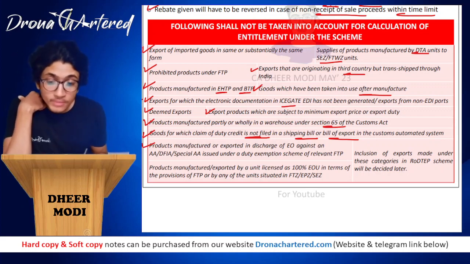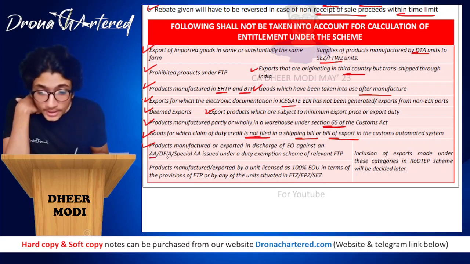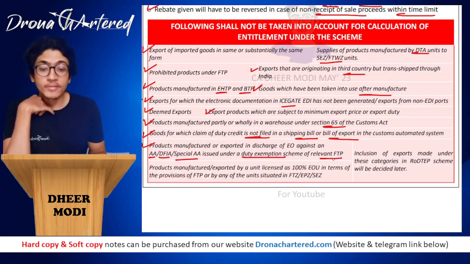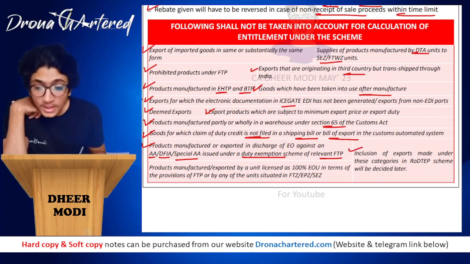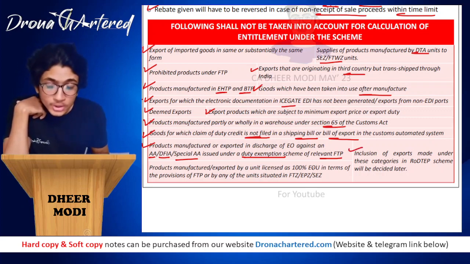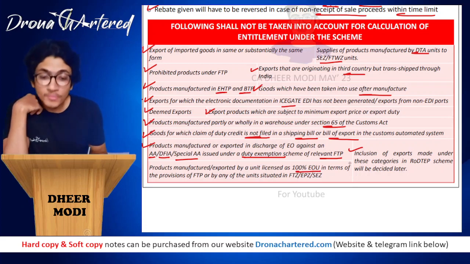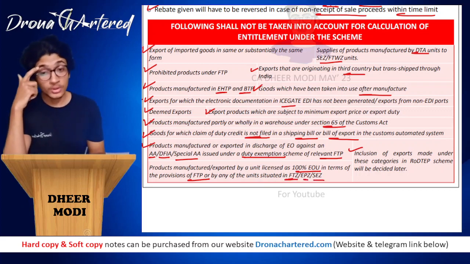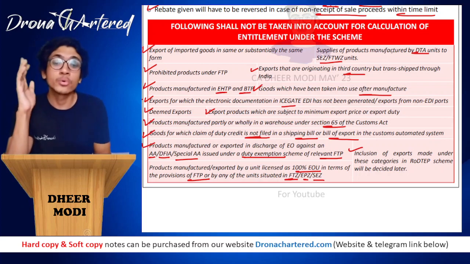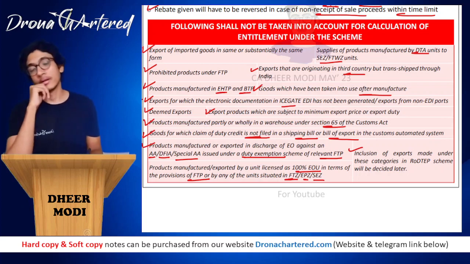Products manufactured or exported in discharge of EO against an advance authorization, DFIA, specially issued under a duty exemption scheme of the relevant FTP. Inclusion of exports made under these categories in the RoDTEP scheme will be decided later. Products manufactured and exported by a unit licensed as a 100% EOU in terms of the provisions of the FTP, or by any of the units situated in FTZ, EPZ or SEZ. Okay, so these items shall not be taken into calculation for entitlement under the scheme.